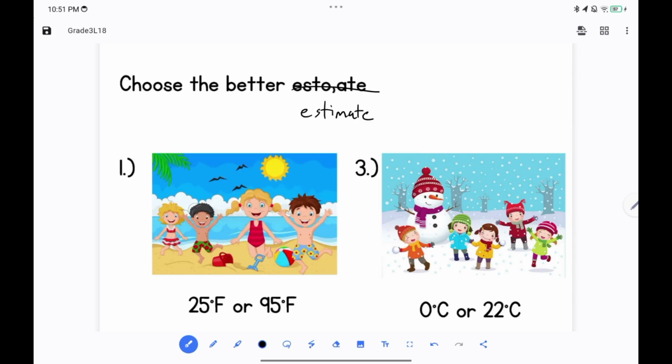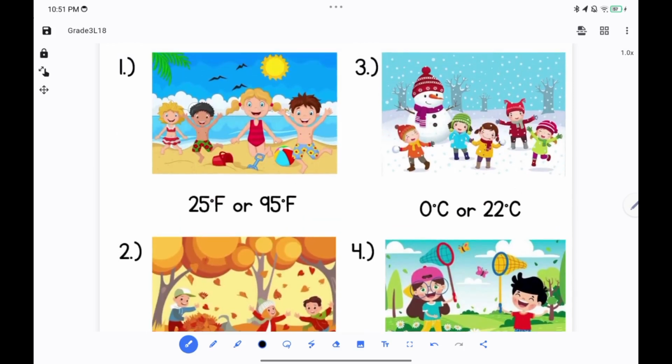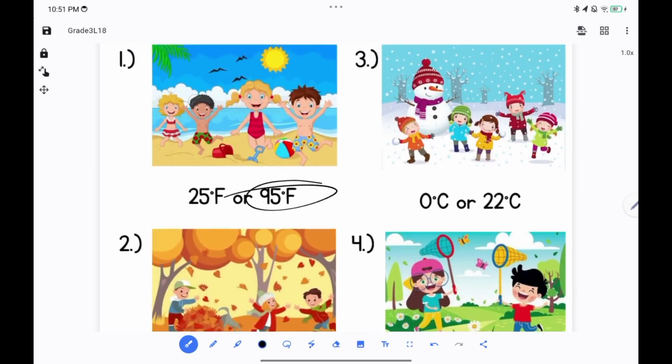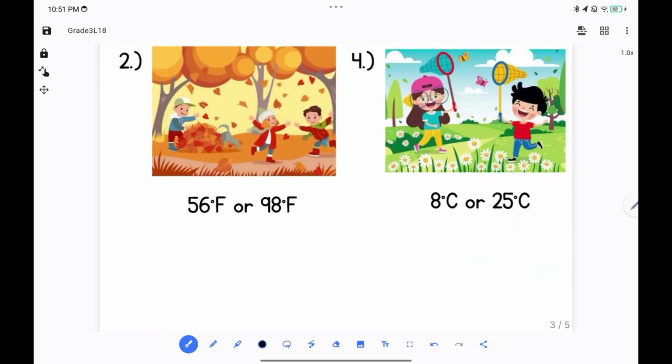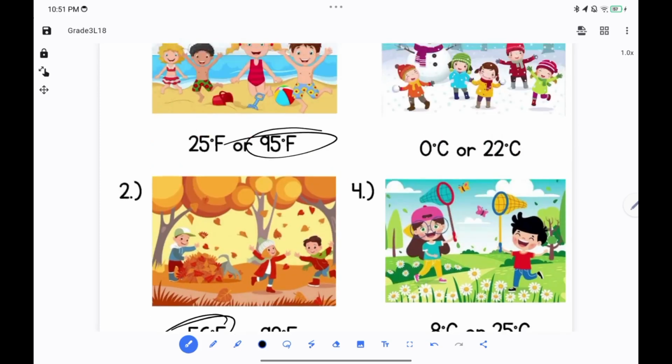Gotta love these guys. 25 degrees Fahrenheit or 95 degrees Fahrenheit? Well, 25 degrees Fahrenheit is below freezing, so I'd say 95. 56 degrees Fahrenheit or 98 degrees Fahrenheit? 56 degrees probably, it's cold, but it's not too cold.